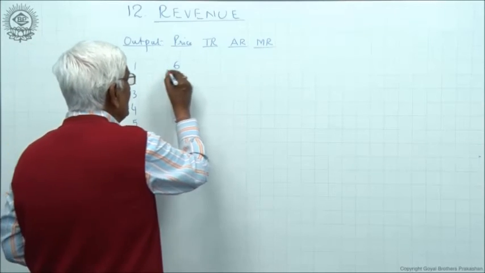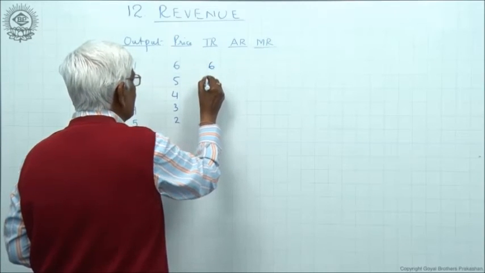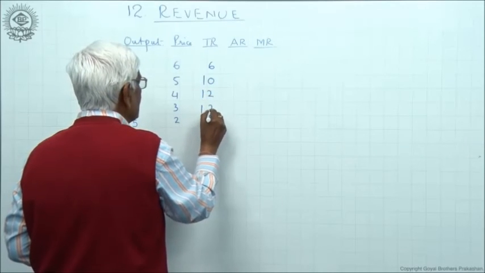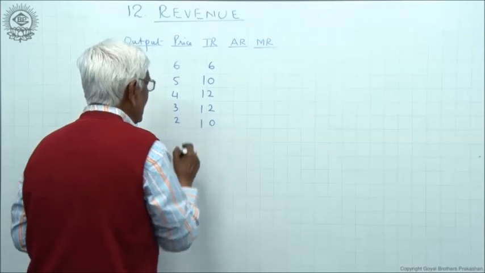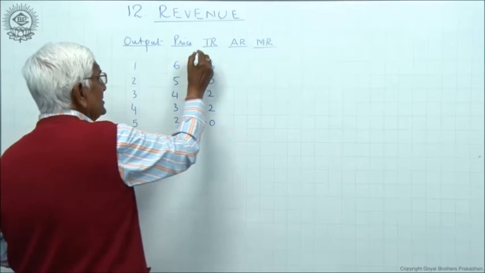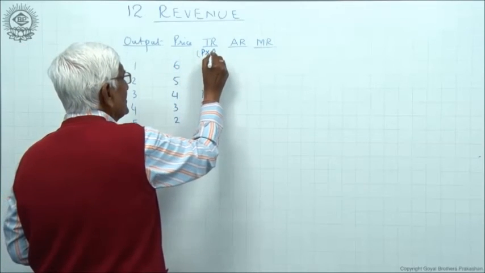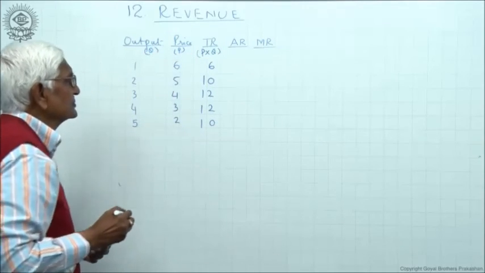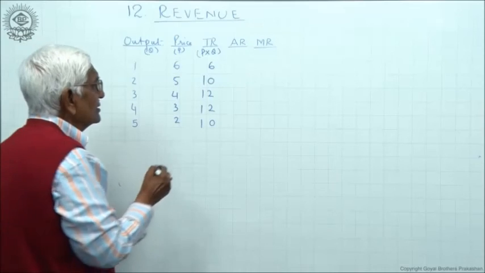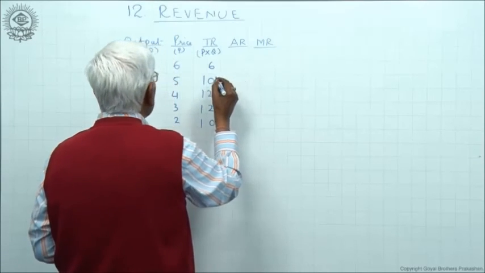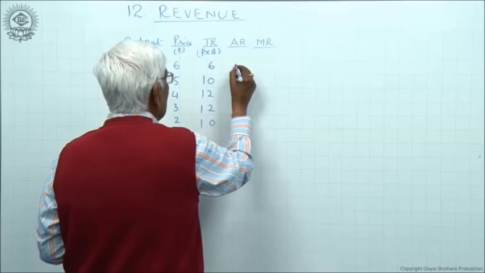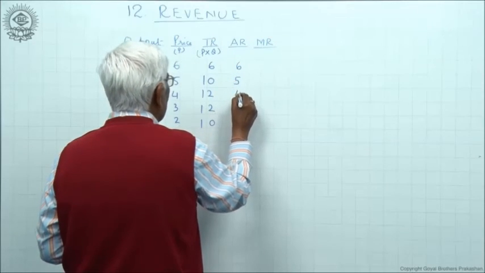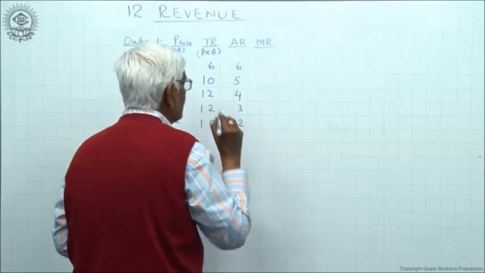Now once you are given this information, you can easily calculate TR, AR, MR, which we have discussed now. 1 into 6, 6, 10, 12, 12, 10. So TR is nothing but P into Q. Here P is price and Q is output. Average revenue, of course, is price. So even otherwise, if you calculate 6, 5, 4, 3, 2.